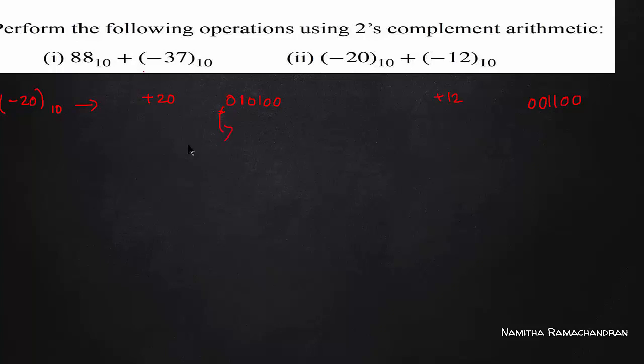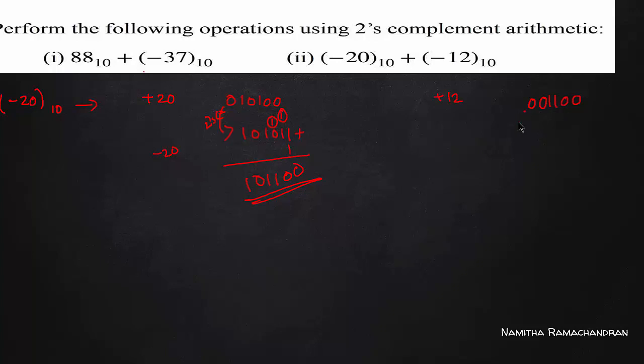Now we need actually minus 20. For that, take the 2's complement form. 2's complement means simply take the 1's complement, add 1 to it. 1's complement means 0 is converted to 1, 1 is converted to 0. So this forms 1 0 1 0 1 1, then add a simple 1 to it. 0 carry 1, 0 carry 1, 1, 1, 0, 1. So this is minus 20 in 2's complement form.